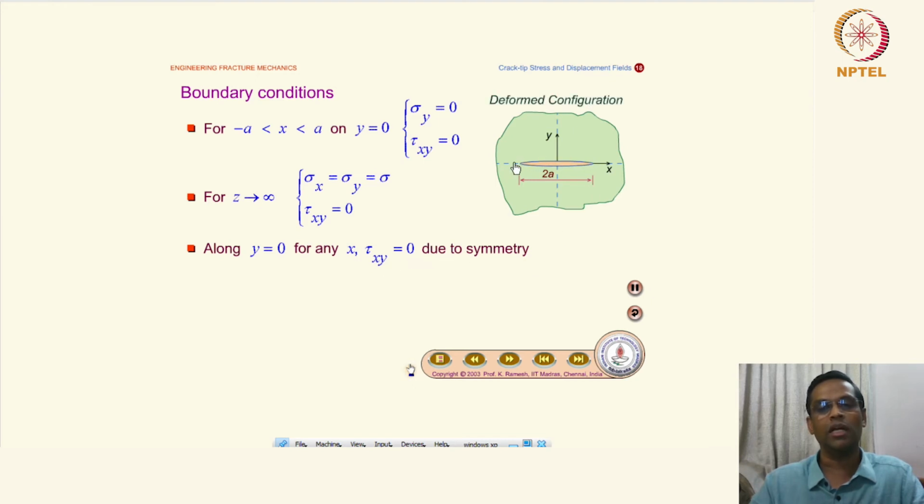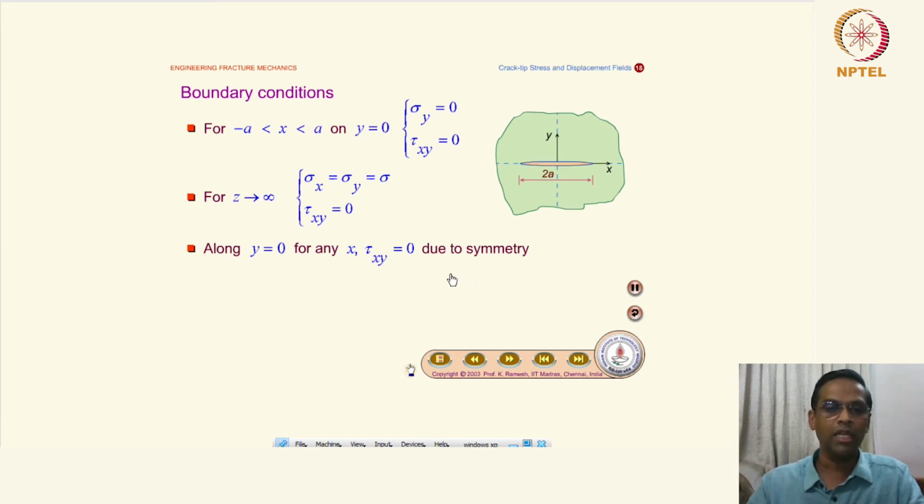What we are looking at is, when we say along y equal to 0, this condition is written keeping in mind a straight line. Since it is a very small deformation, these are all assumptions. So the in-plane shear stress again is equal to 0 due to symmetry. That is again something you have to remember. So these are the boundary conditions.